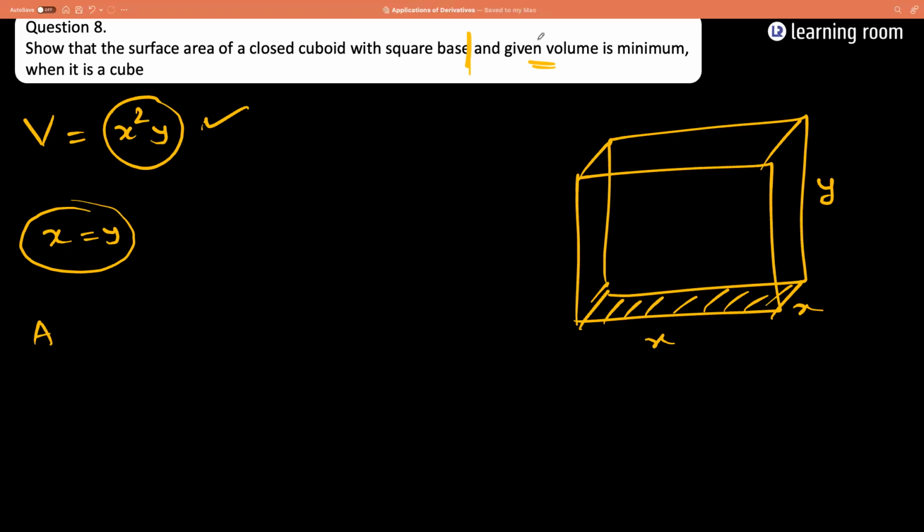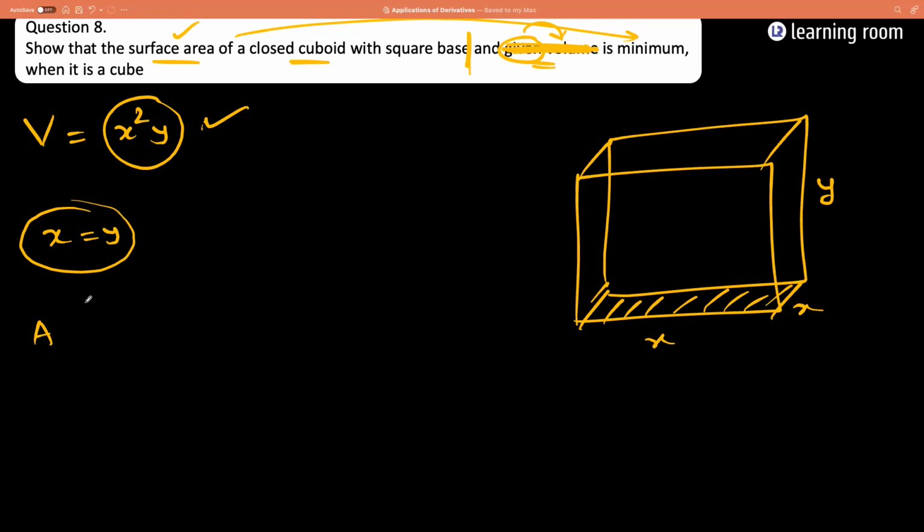நான் சொல்றேன் பாருடா, whatever word is there after "given", that is fixed. கௌஷிக் புரிஞ்சுதா இது? Yes, sir. I'm getting it, sir. இப்போ என்ன பண்றேன்னா, strike it off. ஒரு பென்சில் வச்சு strike it off. Now read the question again. Show that the surface area of the closed cuboid is minimum.